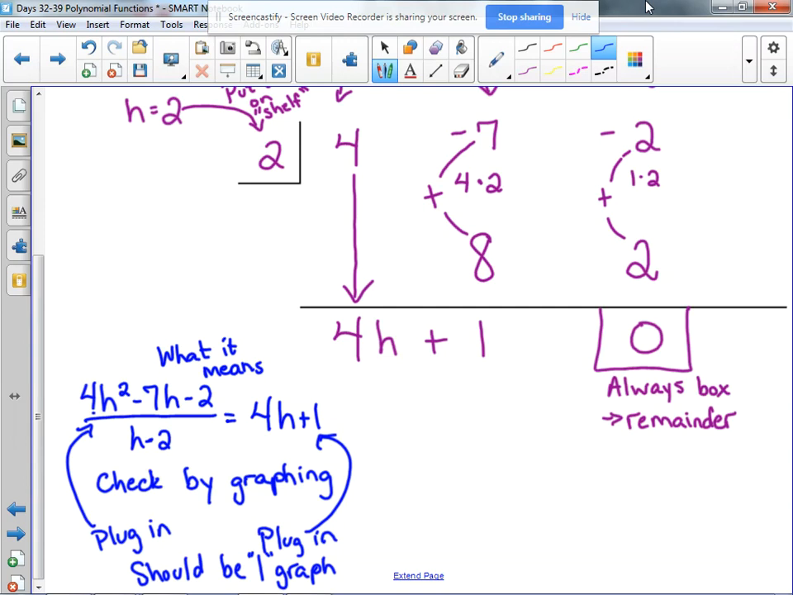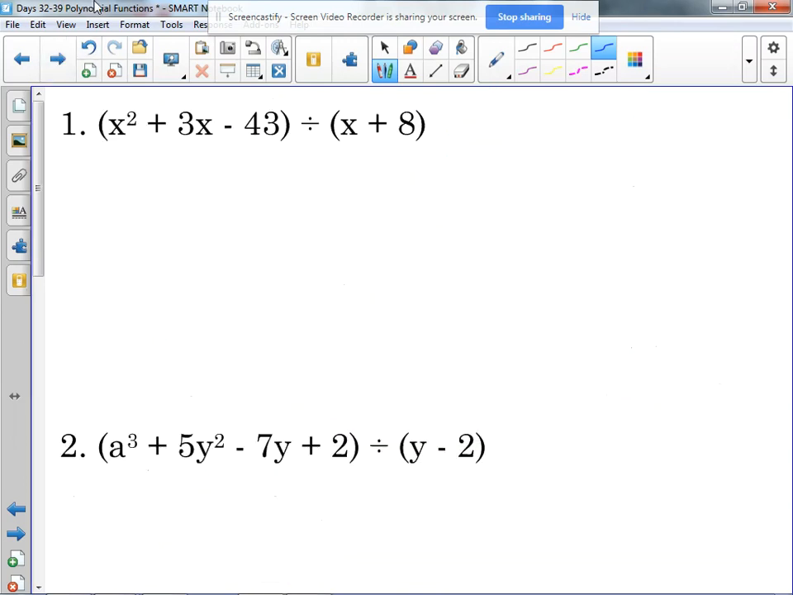Any questions so far? Okay, flip your paper over. Let's look at a couple of different scenarios. The process is still the same. Nothing has changed about the process. There are just a couple of details that I need to point out.